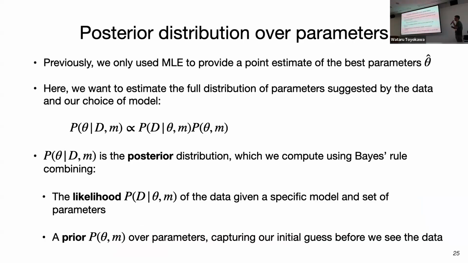So how do we get posterior distributions over parameters? Previously, we only used the maximum likelihood estimate to provide a point estimate of our best parameters, theta hat. Here we want to estimate the full distribution of parameters suggested by the data and our choice of models. So this posterior is the probability of our parameters theta, given the data and given a specific model. This is proportional to the likelihood, which is the probability of the data given a single set of parameters and the model, times some prior over parameters and models, capturing our initial guesses before we see the data.